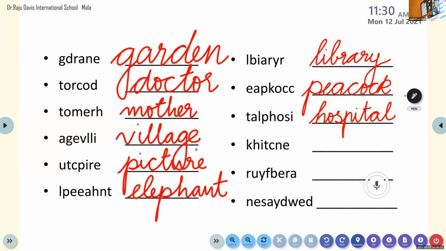Yes, Sandria, unmute it. Yes, ma'am. Yes, do the next word. It's very easy for us. What is this word? K-H-I-T-C-N-E. When you rearrange these letters, what word will you get? We have already learned this word. What is it? Yes, all are ready with the answers.